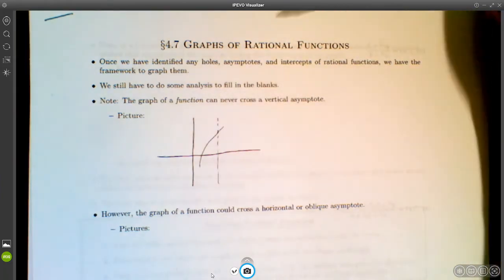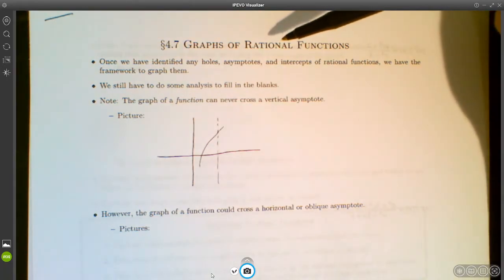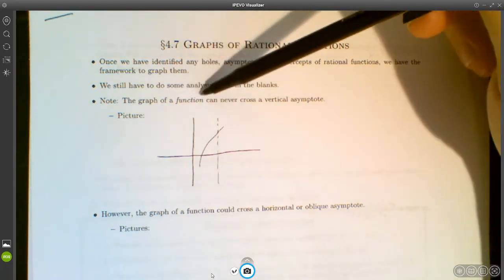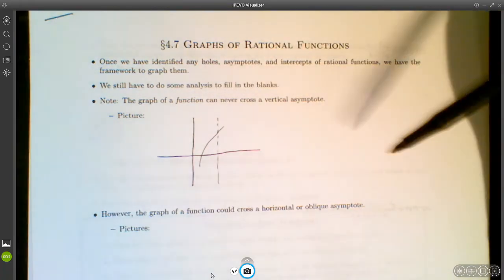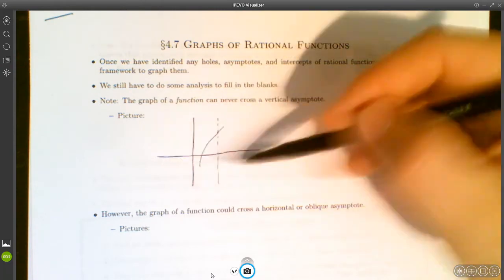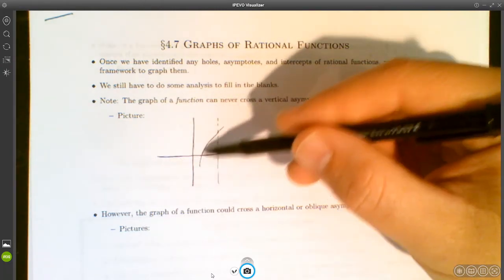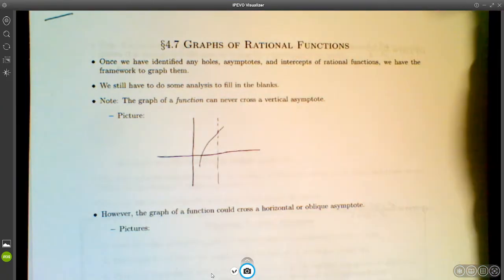But anyway, we're ready to graph rational functions. There's a little bit of analysis we have left to do. One of the things that we need to realize is that the graph of a function can never cross a vertical asymptote. So what I've drawn here is just an x and y axis and then a vertical asymptote, and then I started drawing this curve, which was supposed to represent a function.